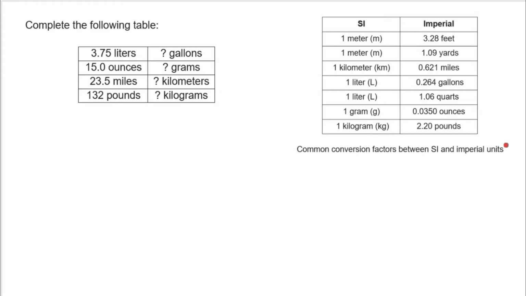So let's start with the very first row. We have 3.75 liters, and as the table specified, we want to convert that into gallons. So what we're looking for is a conversion factor that will let us move between liters and gallons. Let's go to our common conversion factors and see if we can find this one. Here it is right here. That is our conversion factor.